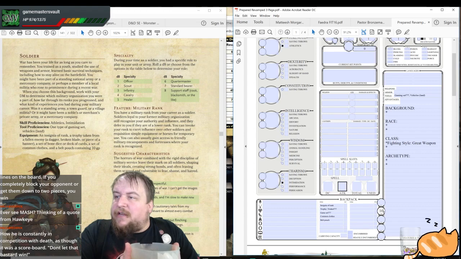Derek says, ever see M*A*S*H? Thinking of a quote from Hawkeye. How is he constantly in competition with death as though it was a scoreboard? Quote, don't let that bastard win.